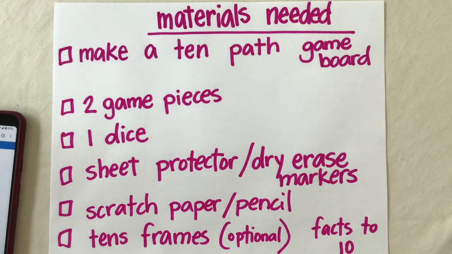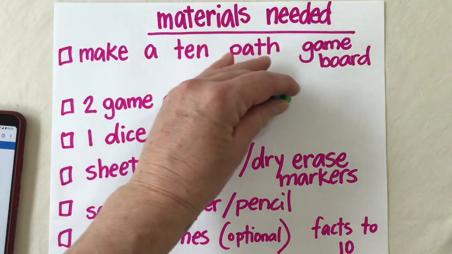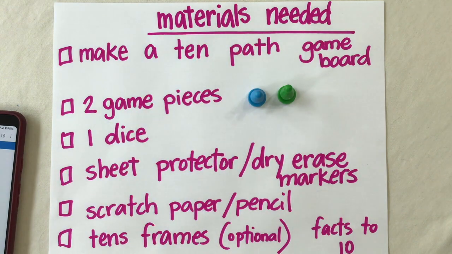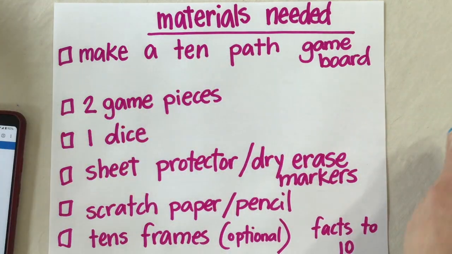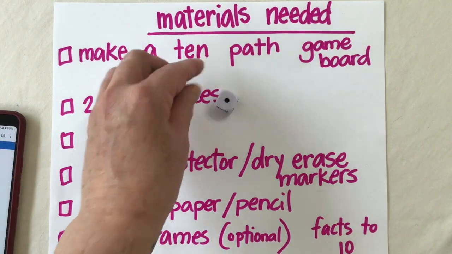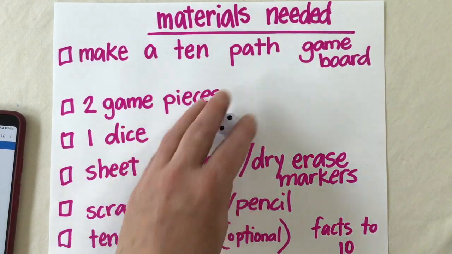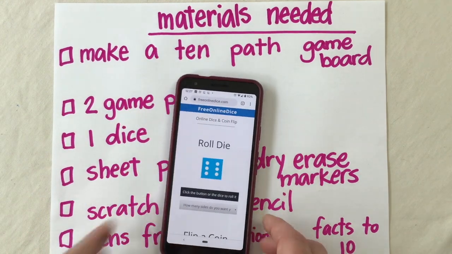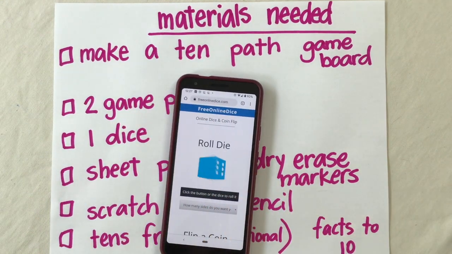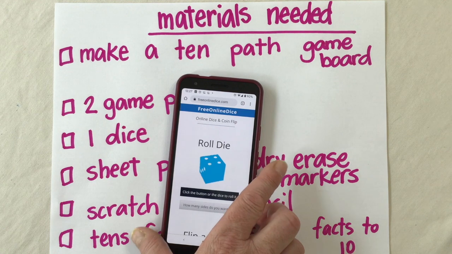You're going to need 2 game pieces, so go find a game you have. I had to go into our Balderdash game and take these pieces out. You can find a dice. If you don't have a dice in your house, maybe a grown-up in your house might let you use an online dice. It's just called freeonlinedice.com, and it can let you roll the dice.